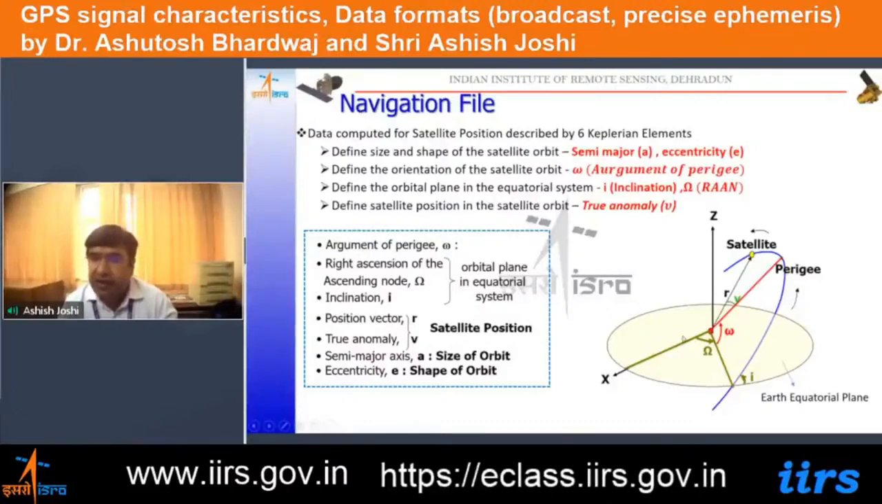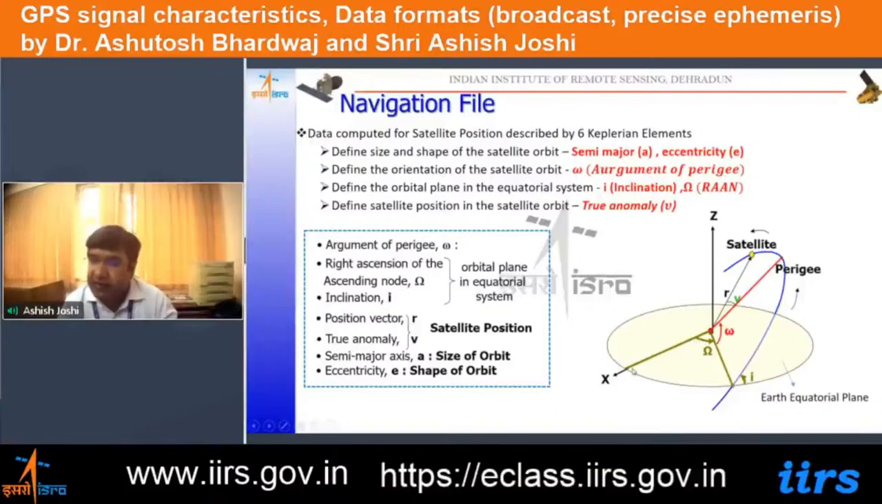In a diagram, we can show this is the equatorial plane of the Earth, and this is the satellite orbit plane. At the point where they intersect, it is called the ascending node. If this is the ascending node, and this is the x-axis, which is looking towards a fixed star, and this z-axis is towards the north pole, the cross product of these two axes will give the y-axis. So what is the angle called the right ascension of ascending node?